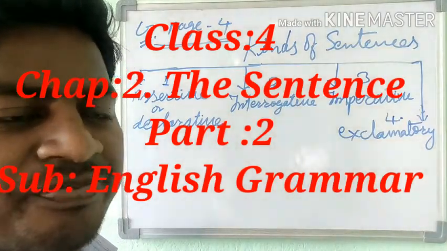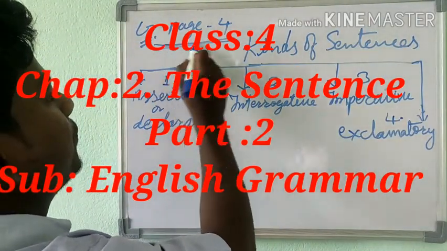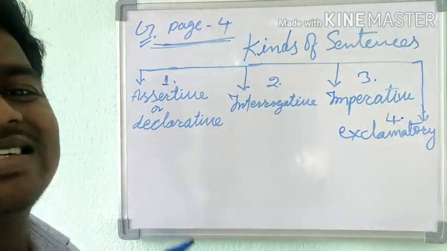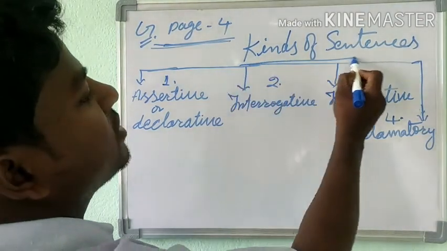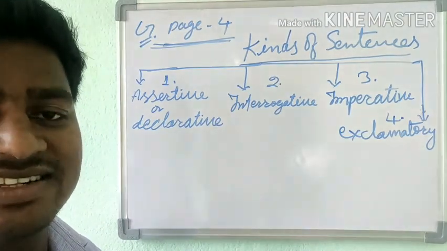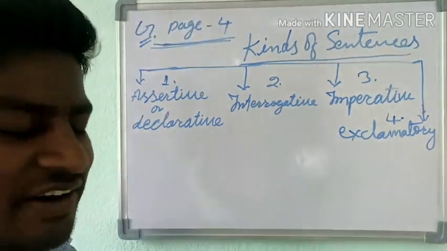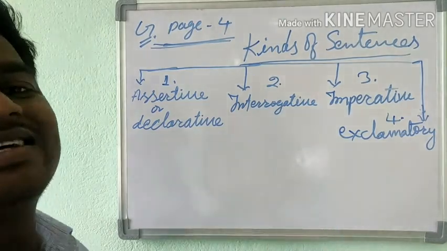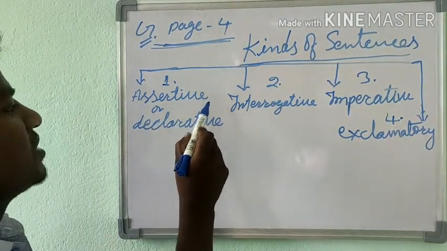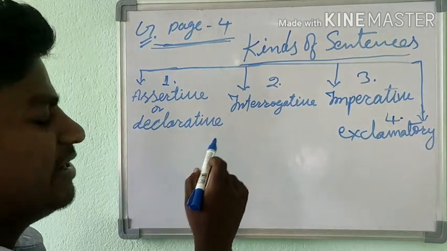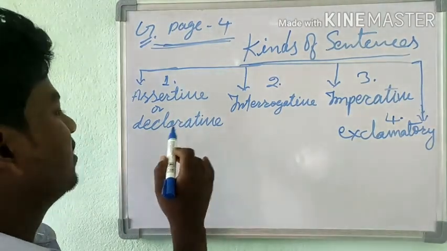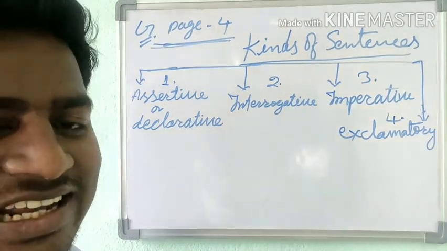Now in number G, on page 4, we are going to learn about the kinds of sentences. How many kinds of sentences are there? There are 4 kinds of sentences. The first one is assertive sentence or declarative sentence. Another name for assertive sentence is declarative sentence.